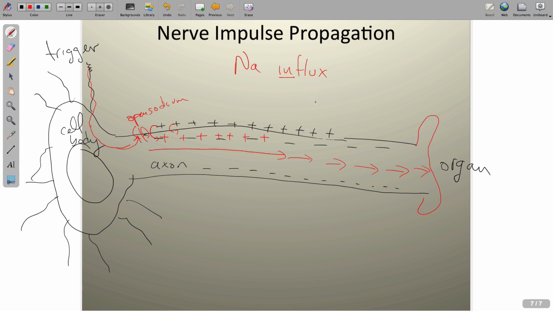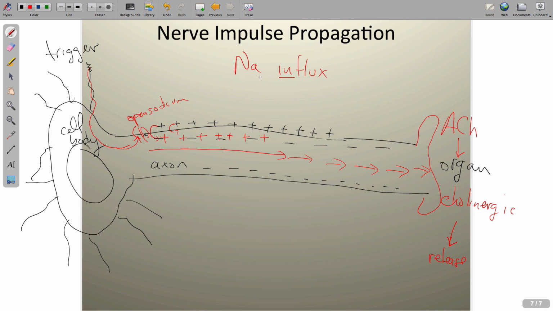So nerve impulse propagation solely relies on sodium influx, the movement of sodium into the axon. Sodium influx into the axon propagates the nerve impulse, and it causes it to get all the way to the end of the axon, where it is chemically converted, and that chemical conversion is acetylcholine for our purposes here. The acetylcholine goes to the organ where there are cholinergic receptors. And if there's a cholinergic receptor on an organ, it causes the organ to do something. It might be to release something, or to secrete something, or to do something.